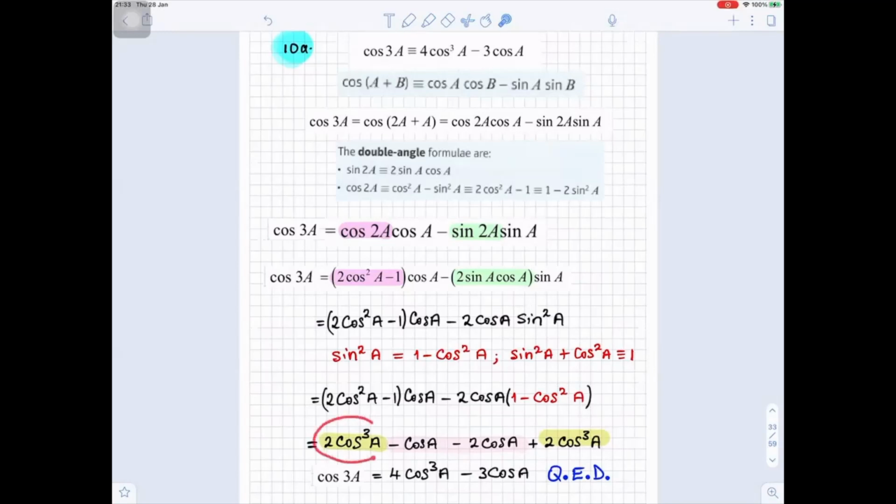Now we add 2 cos cube A plus 2 cos cube A. 2 plus 2 gives you 4 cos cube A. Minus cos A minus 2 cos A is like minus 1 minus 2, which is minus 3 cos A. Quod erat demonstrandum, as required to show.